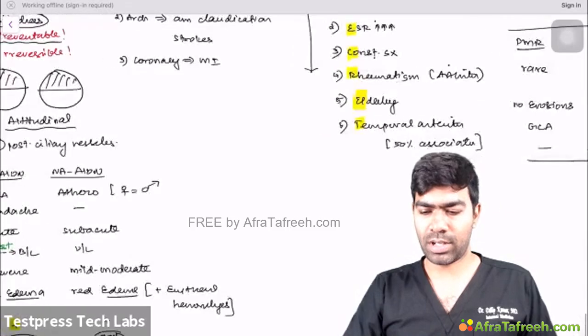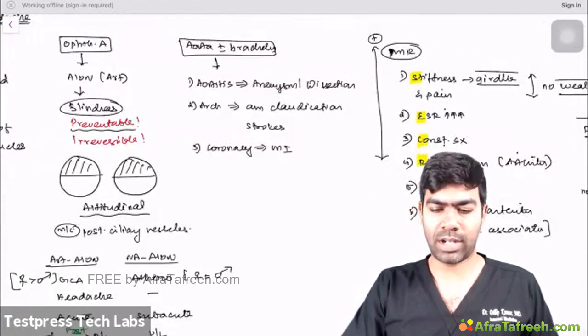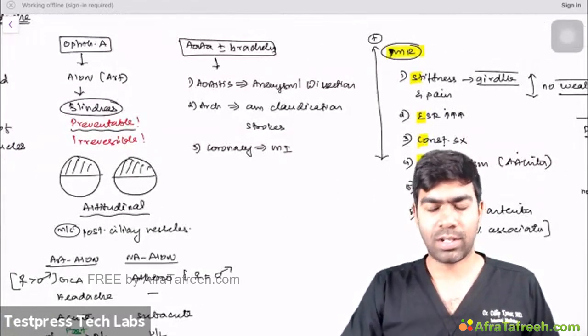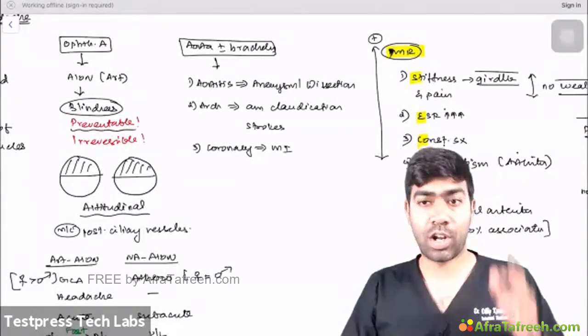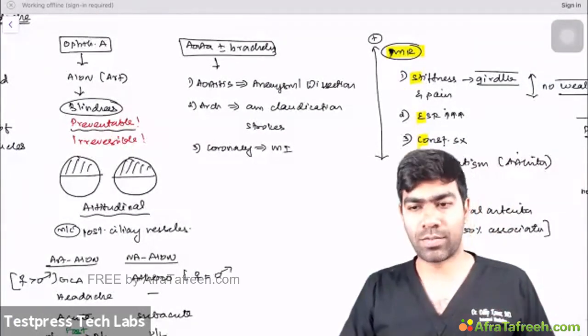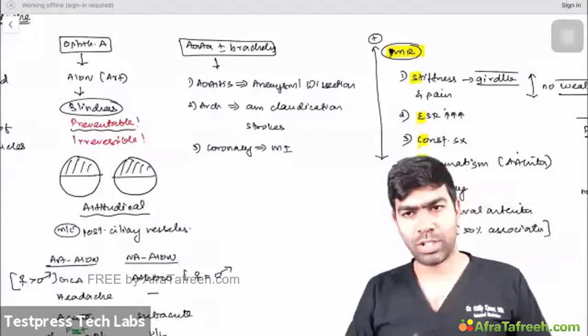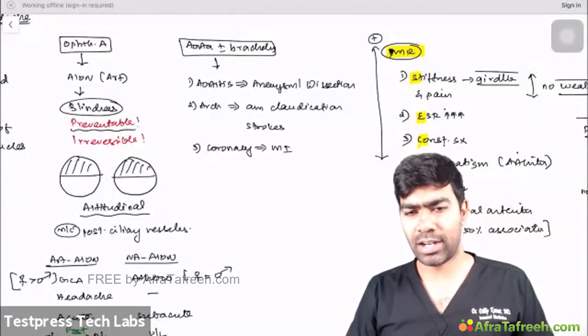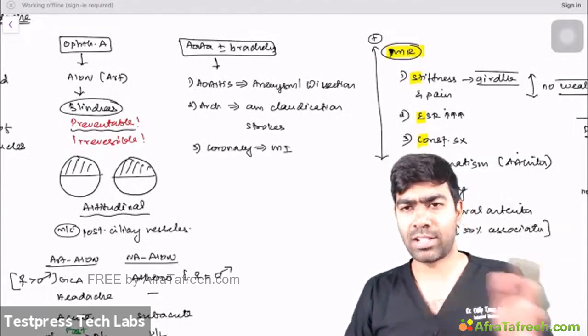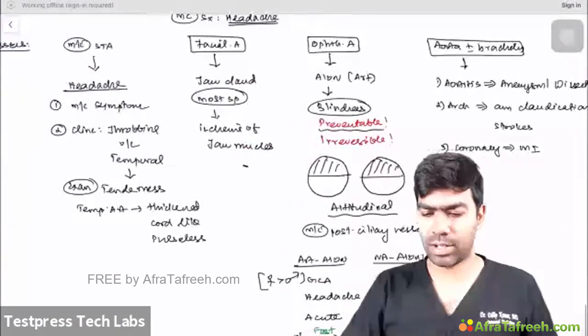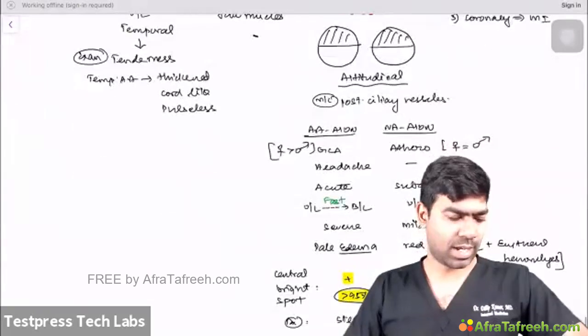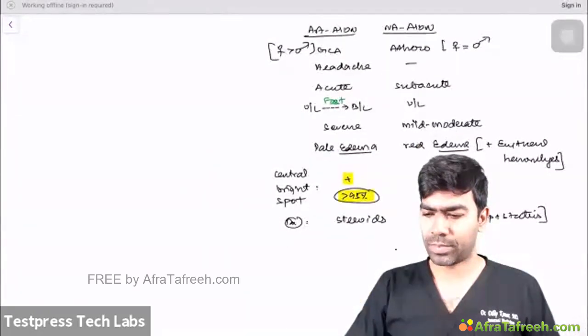But remember, in exams, many of the times they will confuse you by giving a stiffness of the shoulder girdle along with the headache. So don't get confused. Which means they are giving an association with polymyalgia rheumatica. But both giant cell arteritis and polymyalgia rheumatica are treated in a very similar way. That is steroids. Steroids are the mainstay of treatment in both giant cell arteritis as well as polymyalgia rheumatica.